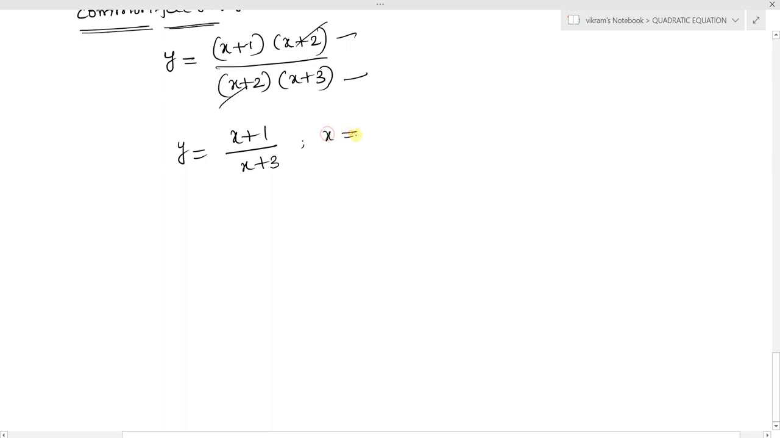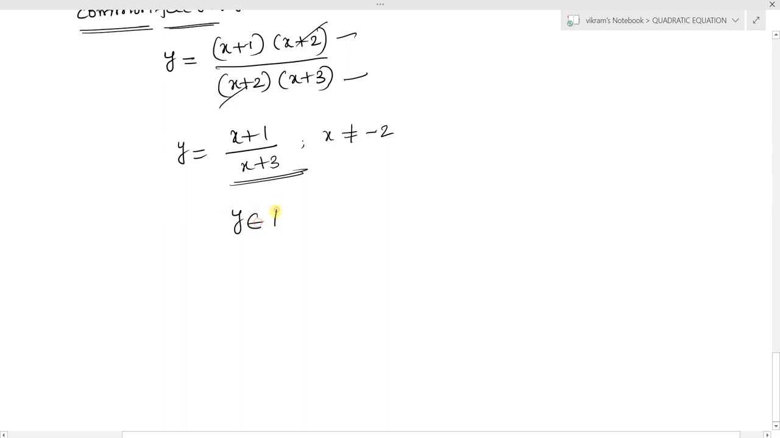And here x not equals minus 2. If x equals minus 2, then we obtain infinity, the function is not defined, so x not equals minus 2. Now we just saw how to find the range of a linear by linear function.